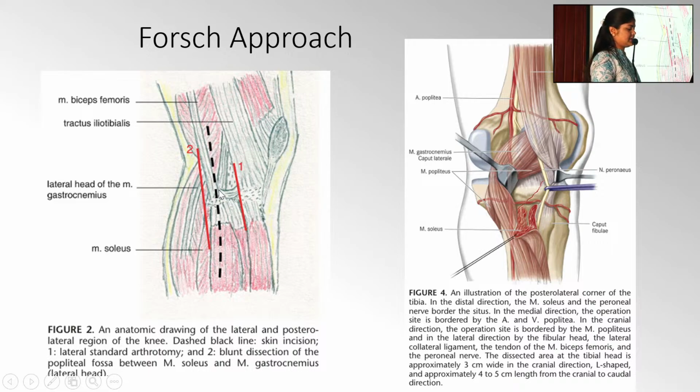So here, lateral and posterior. The anatomic drawing of the lateral and posterior regions of the knee, the dashed black line, is the skin incision. The lateral standard arthrotomy should be done for this lateral approach, and blunt dissection of the popliteal fossa between soleus and gastrocnemius for the lateral approach.